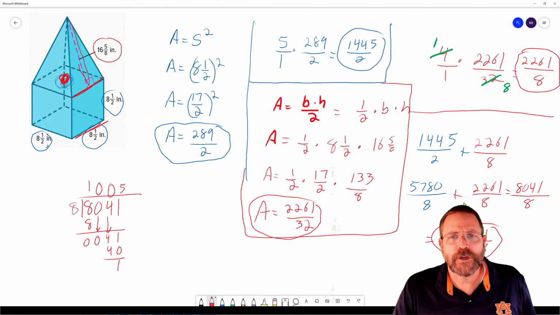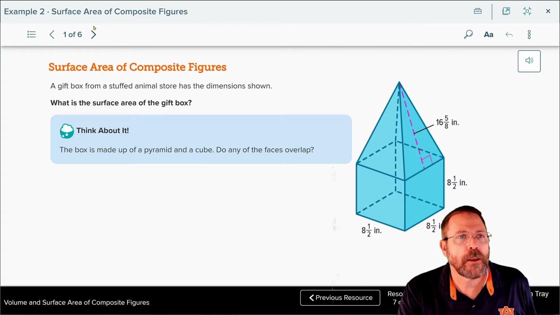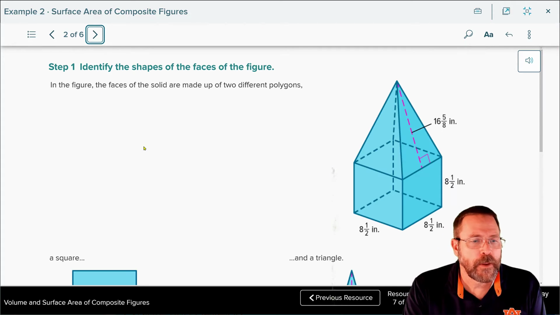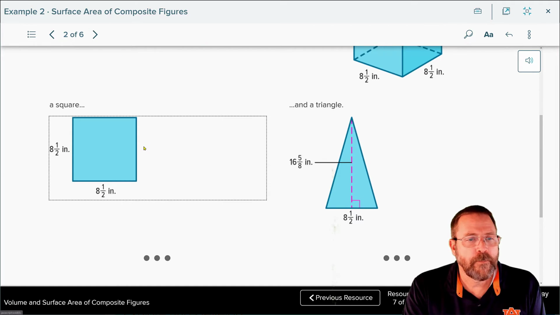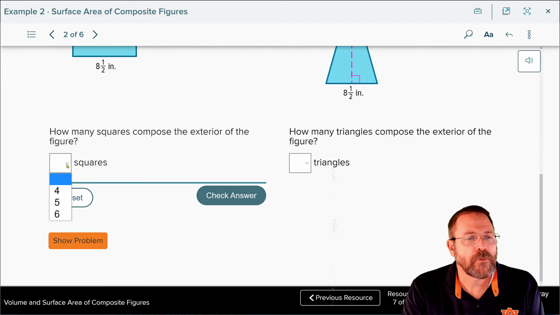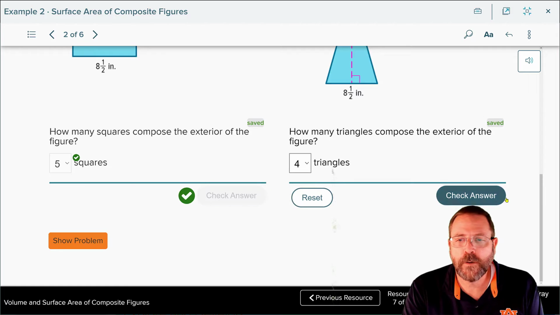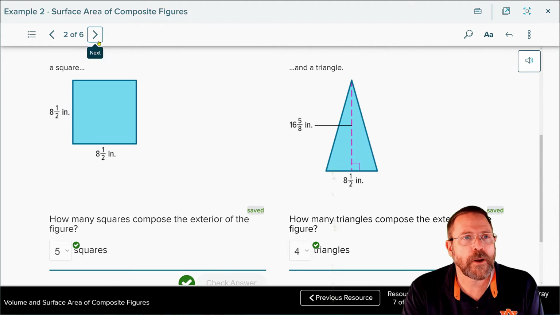answer. Let's check it, see if we're right. Jump back to the textbook page, see what they did. They took and, let's go here, give it time to load. How many squares did we need? We needed 5 squares. We needed 4 triangles. Those two parts are correct.